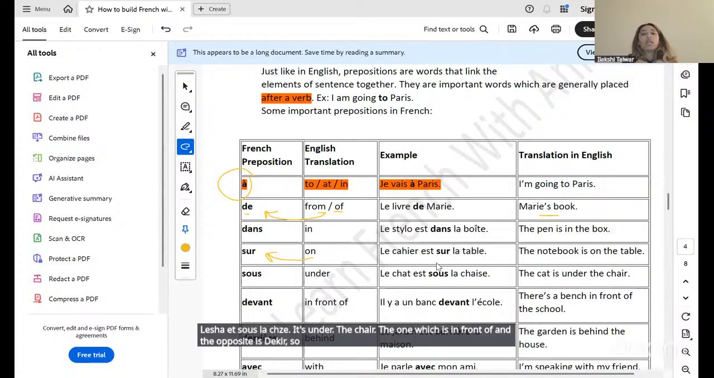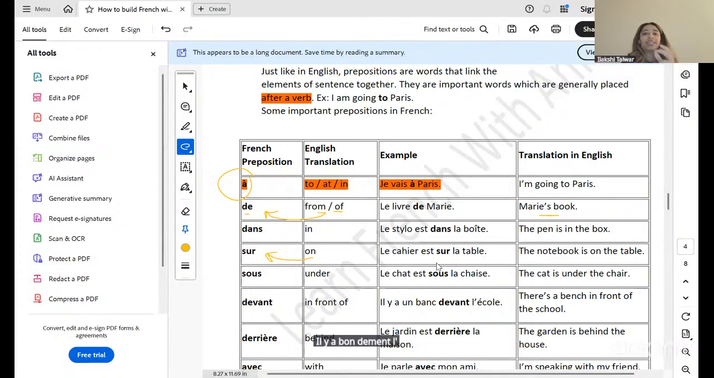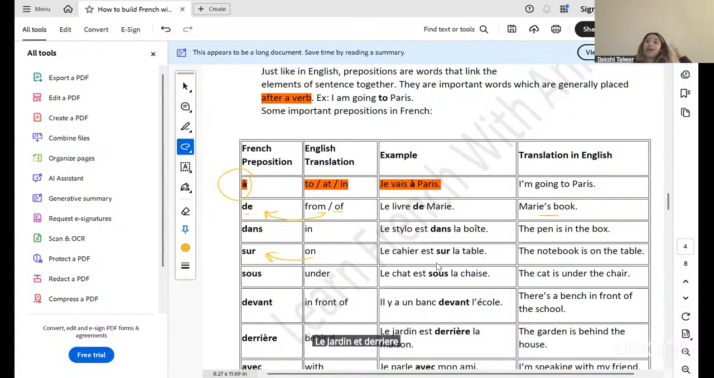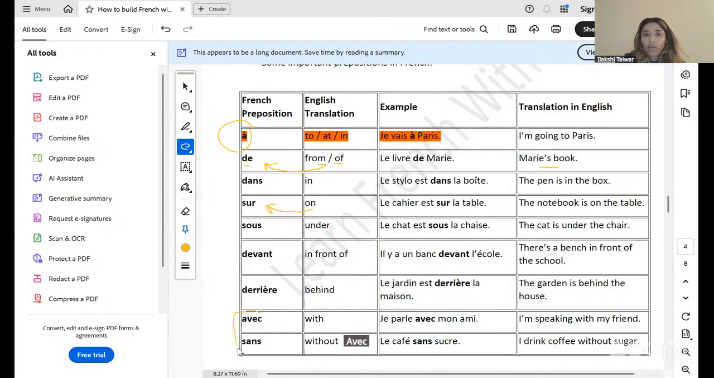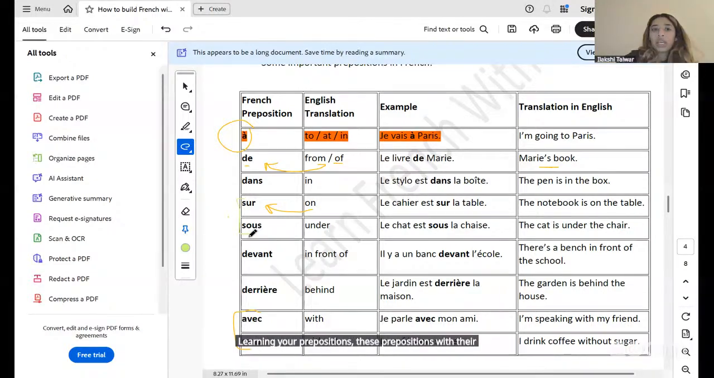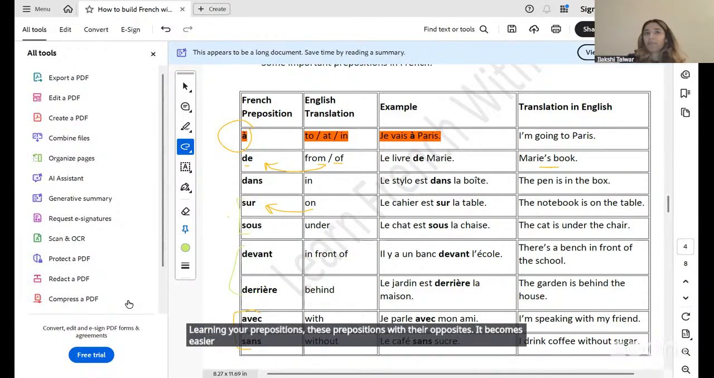Devant, which is in front of, and the opposite is derrière. So let's say, il y a un banc devant l'école. Sorry, there's a bench which is in front of the school. Le jardin est derrière la maison. The garden is behind the house. Avec and sans, again opposites. Avec is with, sans is without. So je parle avec mon ami. I speak with my friend. Le café est sans sucre. The coffee is without sugar. So always try learning these prepositions with their opposites. It becomes easier to retain them.